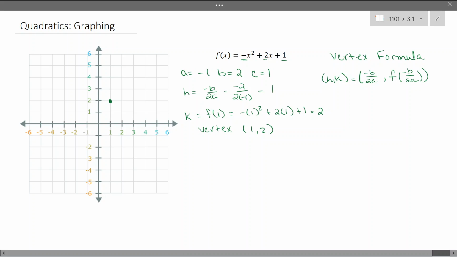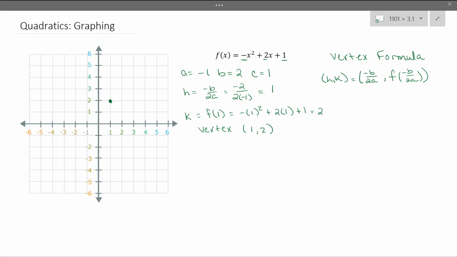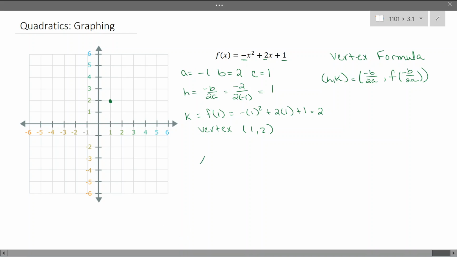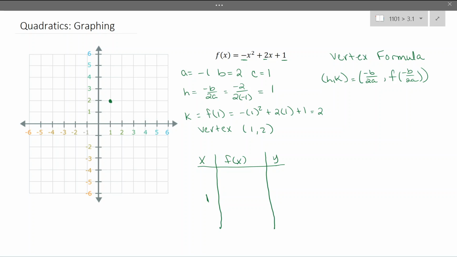Okay, so the next thing I suggest is building a table because I find that's the easiest way to keep things neat. So we're going to have an x column and we're going to have an f of x column. And finally, we're going to have a y column. So our vertex, we want it to be in the middle because parabolas are symmetric and we know that our axis of symmetry goes straight through our vertex. So let's put that in the middle.